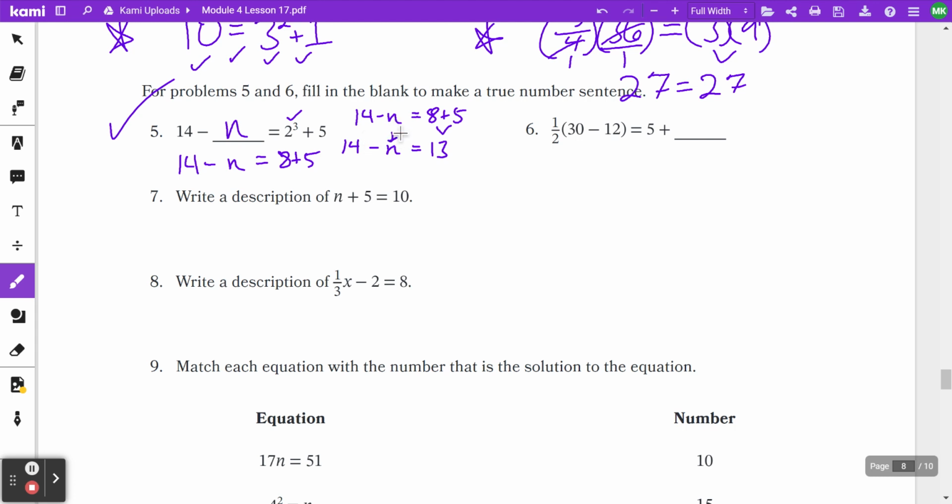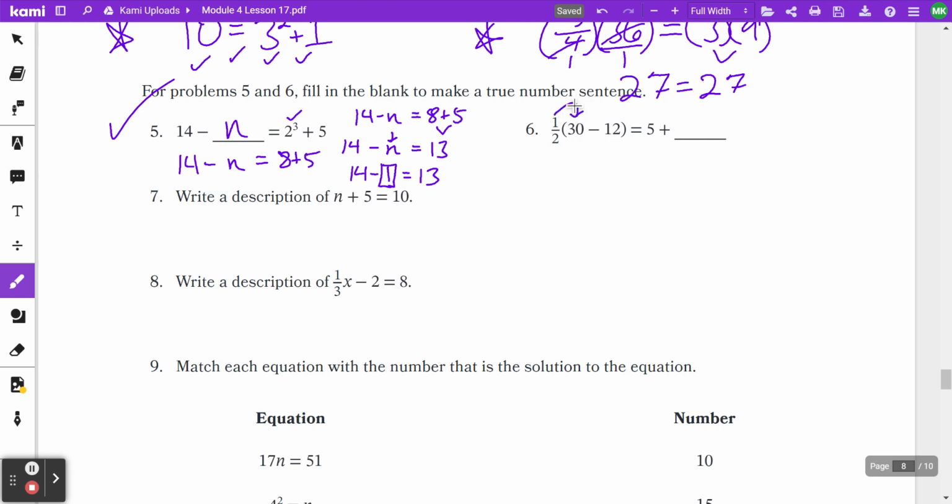So the question is, what must be the value of n? If I take 1 away from 14, I get 13. That has to be a 1, right? Has to be a 1. Just like that. There you go. Okay, so that's kind of what we're doing here.